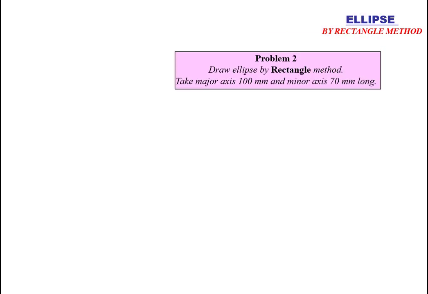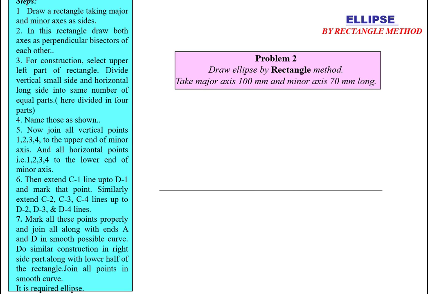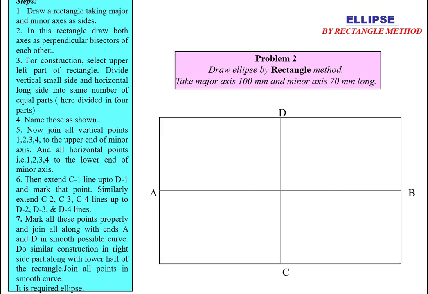Next is the ellipse by rectangle method. With the same dimensions, if we want to draw an ellipse with major axis 100 mm and minor axis 70 mm, it means that we have to draw a rectangle with length 100 mm and breadth 70 mm, and divide that rectangle in 4 equal parts by drawing line segment AB at the center of the breadth and line segment CD at the center of the length. So we can divide the rectangle in 4 equal parts.